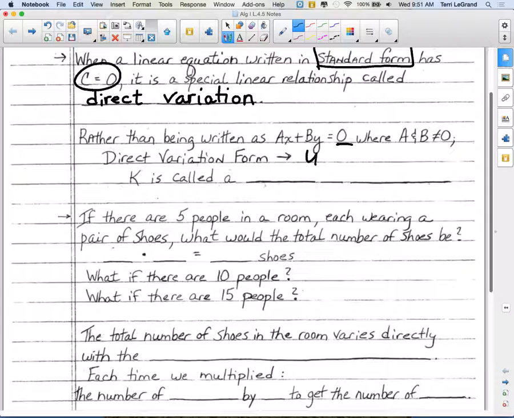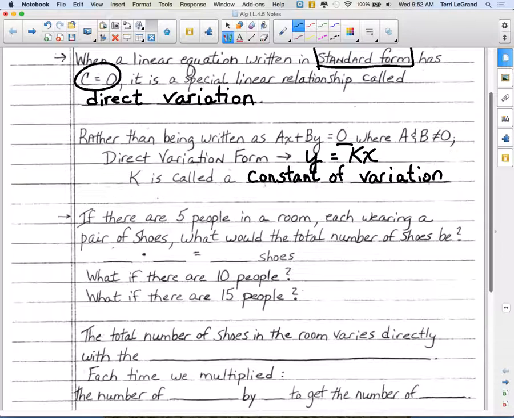This is the form for direct variation, y equals kx, all small letters, y equals kx. So instead of writing it as ax plus by equals 0, you will see it written as y equals kx. K has a title. It is called a constant of variation. So that k plays the role known as a constant of variation.